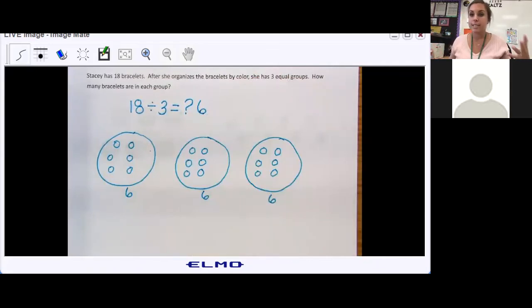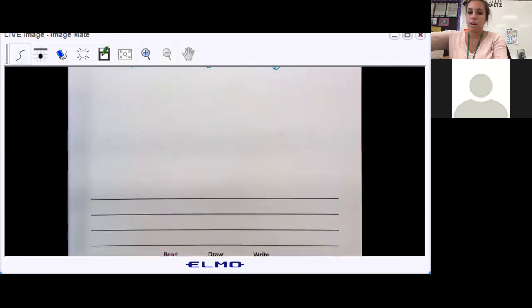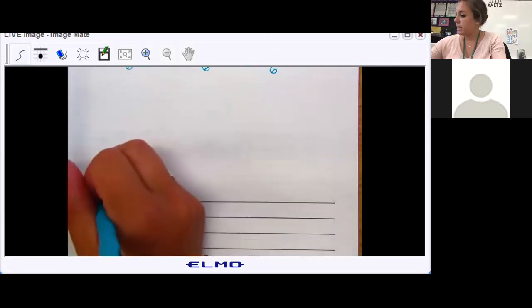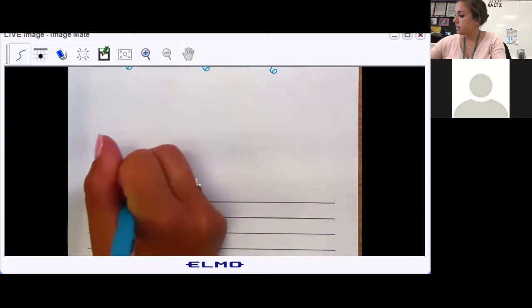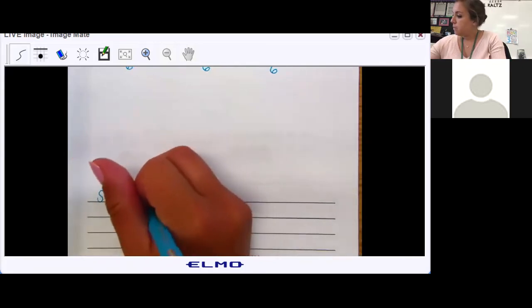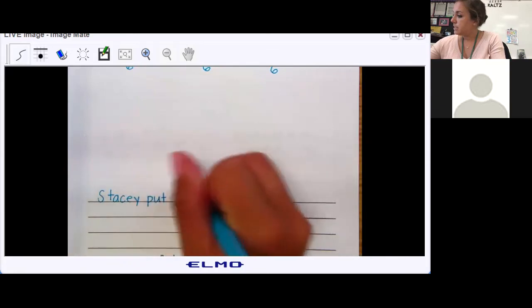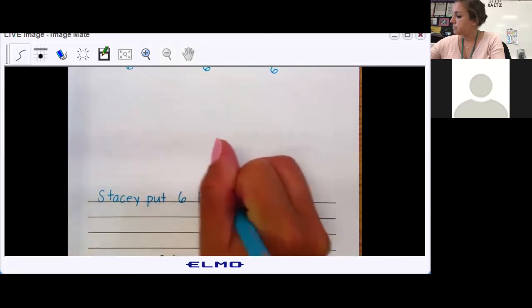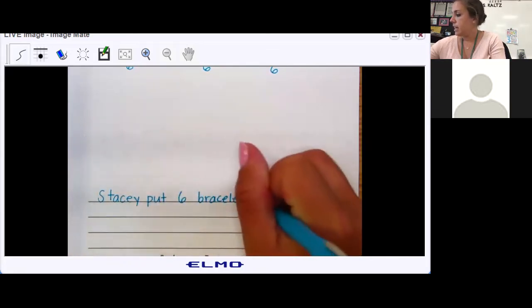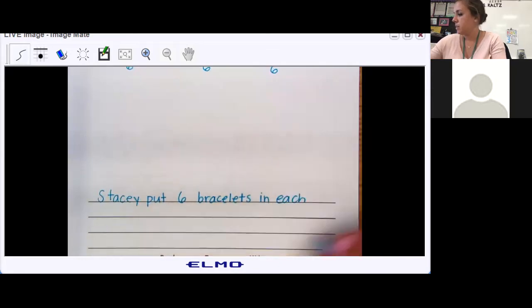Now you might have drawn a different picture. Maybe you made a number bond, or maybe you made a tape diagram, or you made a different type of picture. That's fine, as long as you got to the answer that 18 divided by 3 is 6 bracelets in each group. So coming down to our sentence, we should write: Stacy put 6 bracelets in each group.